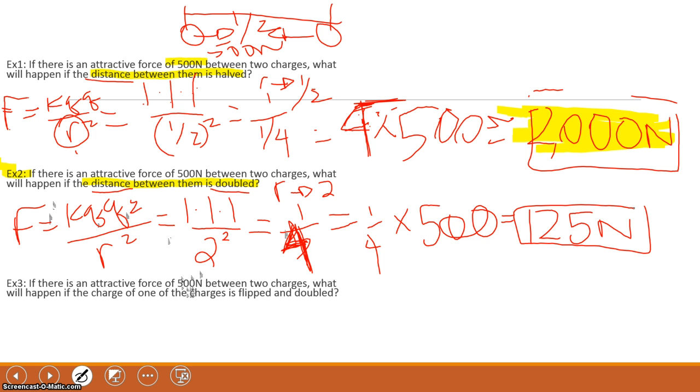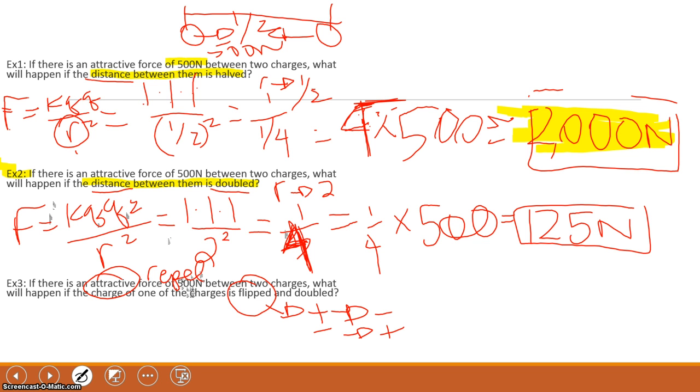Okay, last one. If there is an attractive force of 500 newtons between two charges, what will happen if the charge of one of the charges is flipped and doubled? Flipped means it goes from either positive to negative or negative to positive. Either way, the other one's going to stay the same. So if it was attractive, now it will repel.